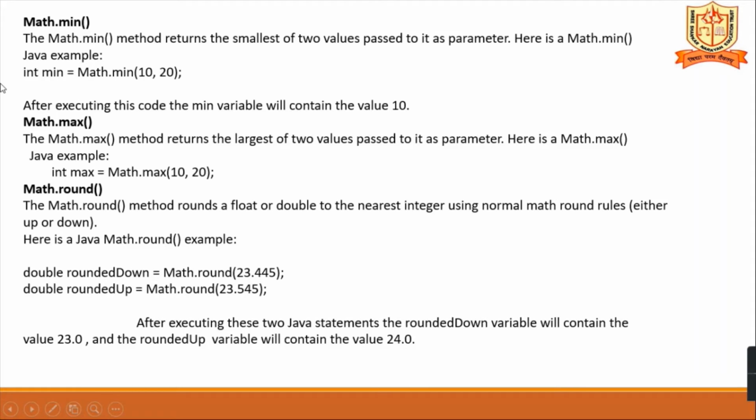And next, minimum, that is min is a function. The Math.min method returns the smallest of two values passed to it as parameters. See here, the function is there. This is the variable name min, Math.min of 10, 20. Find which of these two has the minimum value. After executing this code, the minimum variable will contain the value 10. Is it clear?